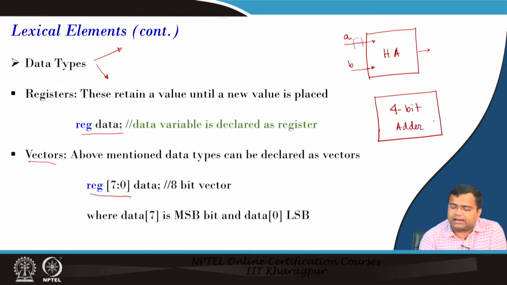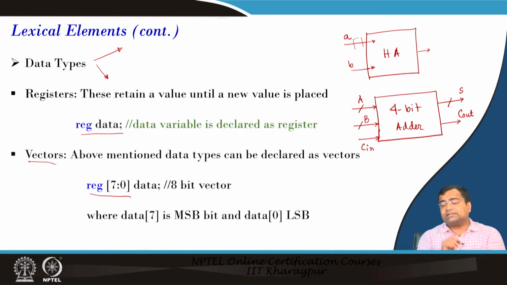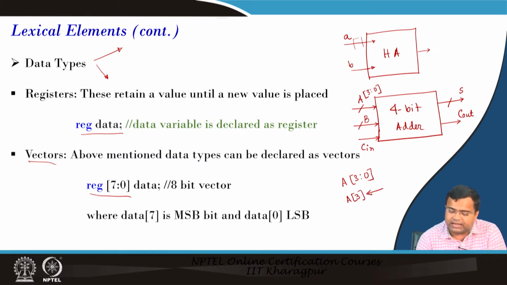In the case of a 4-bit adder, you have a vector input A, a vector input B, and a carry in which is a scalar. You also have a vector output S and the scalar carry out, Cout. Since it is 4 bits, we typically write [3:0] for A and also for B, which means it is 4-bit data. A[3] represents the MSB and A[0] is the LSB.